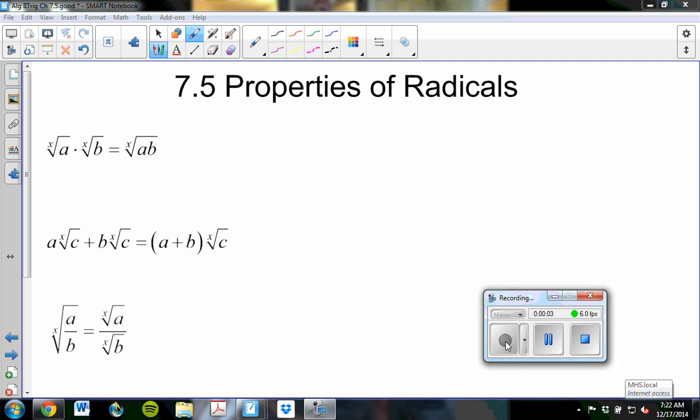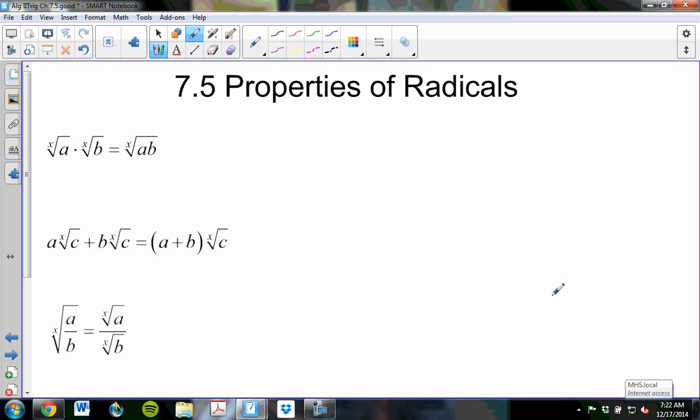7.5 is on properties of radicals. We learned how to work with square roots before, but now we're going to learn how to work with any type of roots. This x is an xth root, meaning it could be a third root or a fifth root or a 12th root, whatever. But we have these properties of radicals we can work with when we're simplifying.